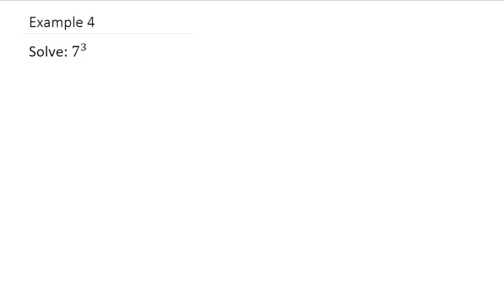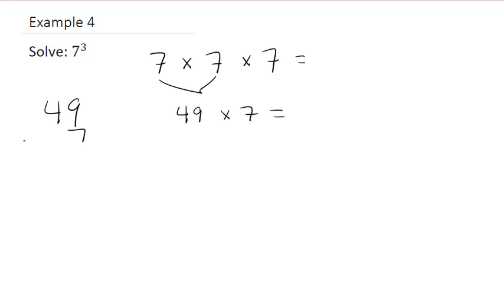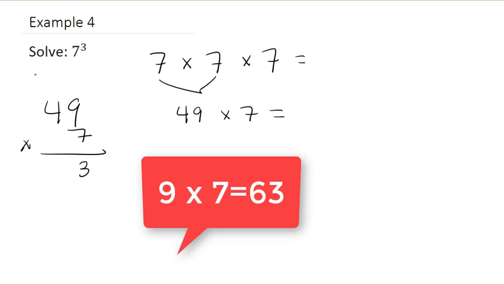Now we have 7 raised to the 3rd power. So that means we have 3 7's that we are multiplying. So 7 times 7 is 49. And then we're going to multiply by 7 to give us our answer. So 49 times 7. 9 times 7 is 63, so we put a 3 below, carry the 6. 4 times 7 is 28, plus 6 is 34. So our answer for this problem is 343.